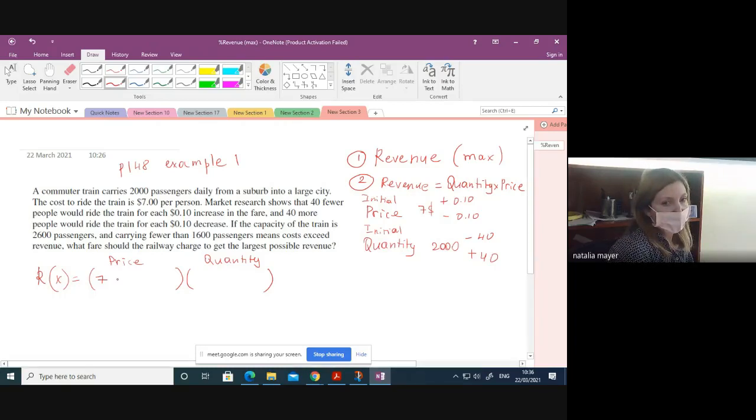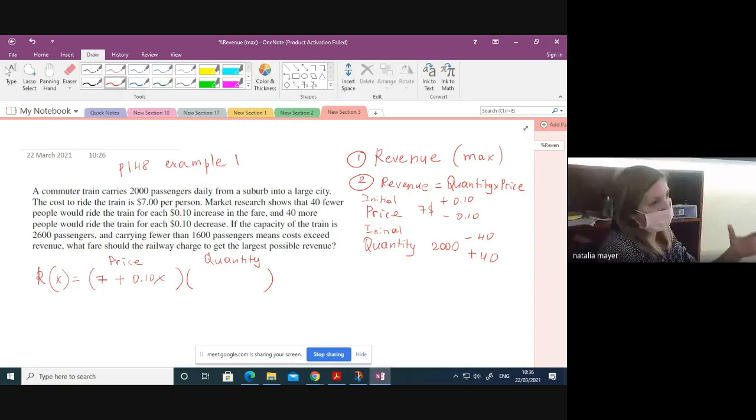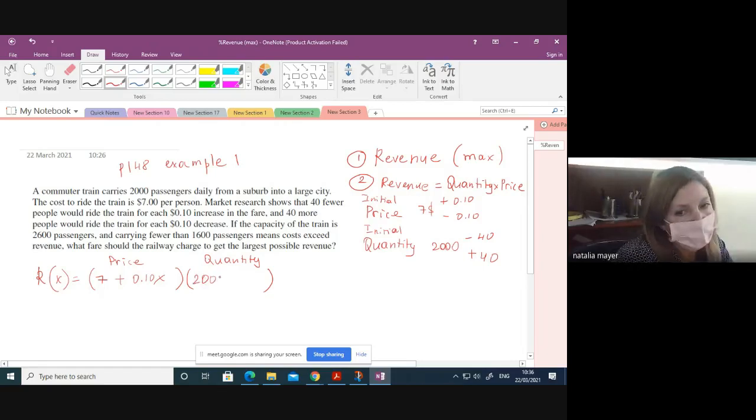Would it be plus, minus, or just 0.10x? In fact, in this question, they don't impose anything on us. So we can increase the price, then what will happen to the quantity? It will decrease, or vice versa. We can model this or that way. So based on this, what's the quantity? 2000 minus 40x.